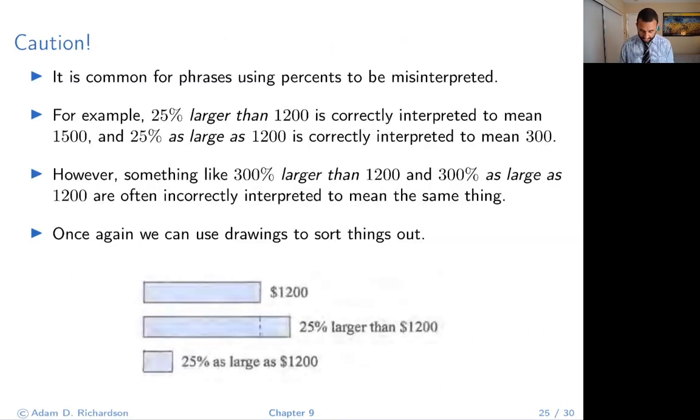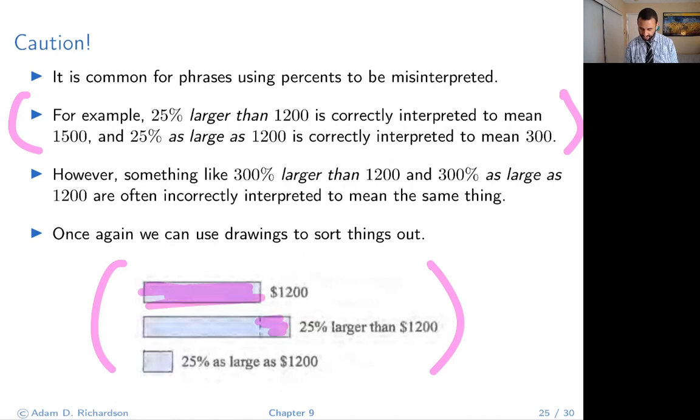Oh yeah, you can also use pictures to help with this. You can use drawings or strip diagrams. This is actually for the first problem up here, so those are connected. Here's the bar representing 1200. This is 25% larger. And then down here, this is 25% as large as. You're not even going to have the full 100%. You're only going to have 25%.